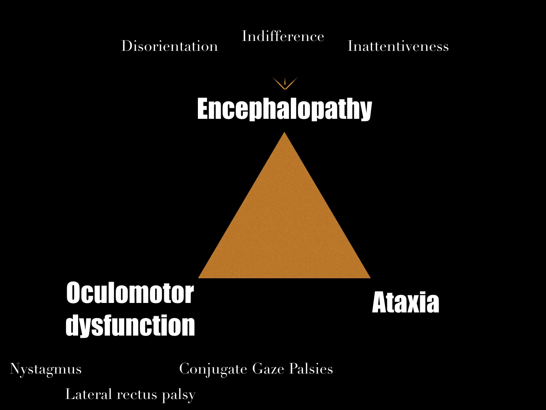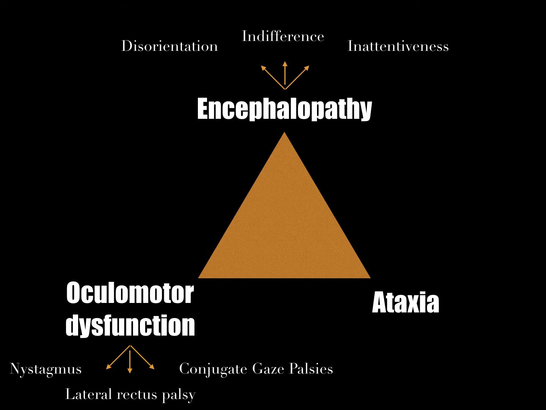Looking at this closer, encephalopathy can include things like disorientation, indifference, and inattentiveness, and this can make them very difficult to do a good exam on and get a good history on. It can cause oculomotor dysfunction, so nystagmus. It can cause a lateral rectus palsy, and remember with lateral rectus palsy, it has the longest course of any of the extraocular nerves. All right, so it is the most likely to be damaged in any systemic illness.